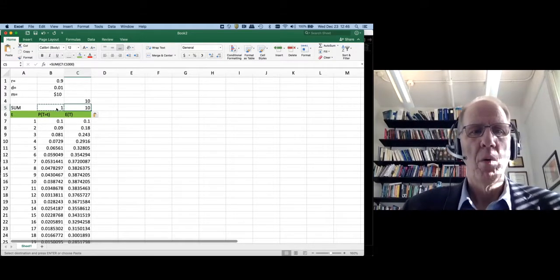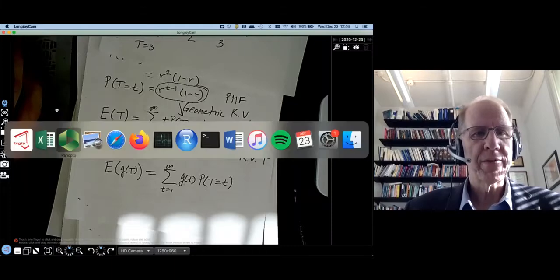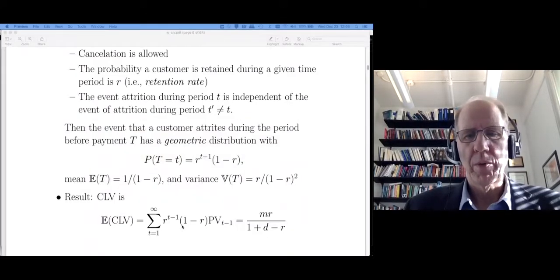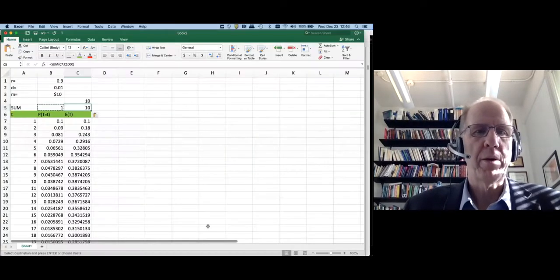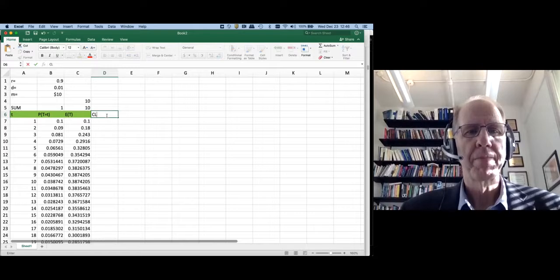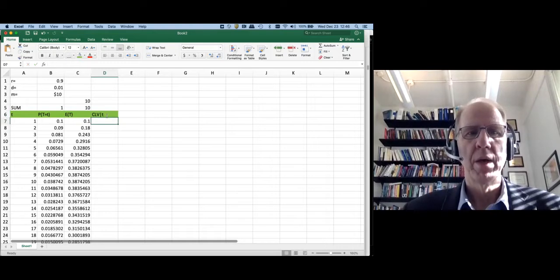Cool. Well, let's now get to lifetime value. So what is lifetime value? Well, we're going to take the present value times the probability. So let's go work that out. I'm going to add a column, which I'm going to label CLV given t. Suppose I know the period in which a customer cancels. This would be the value of that customer.